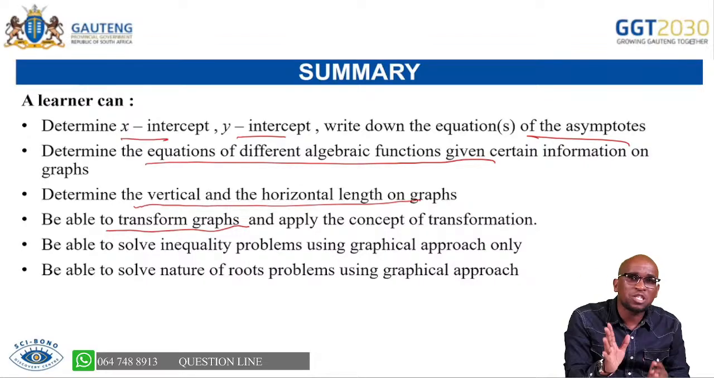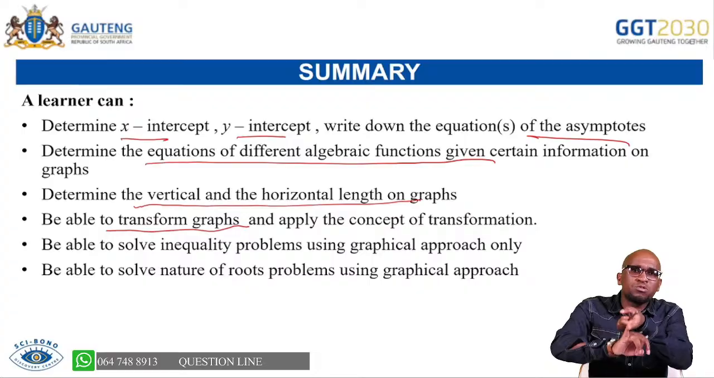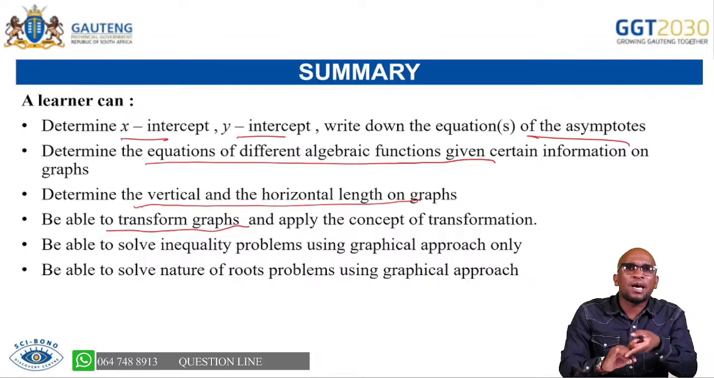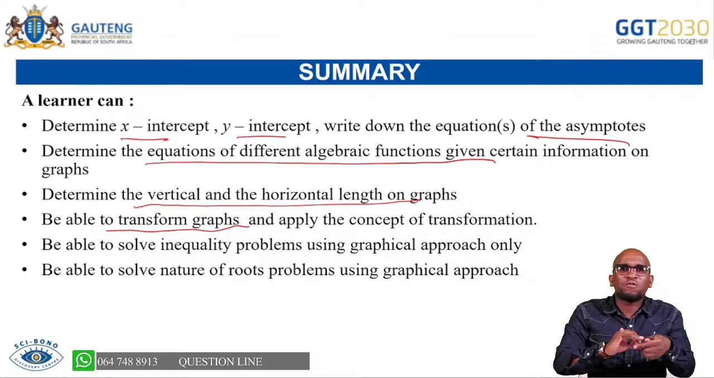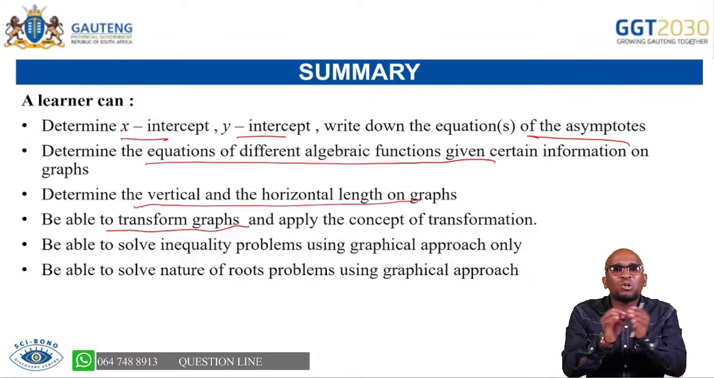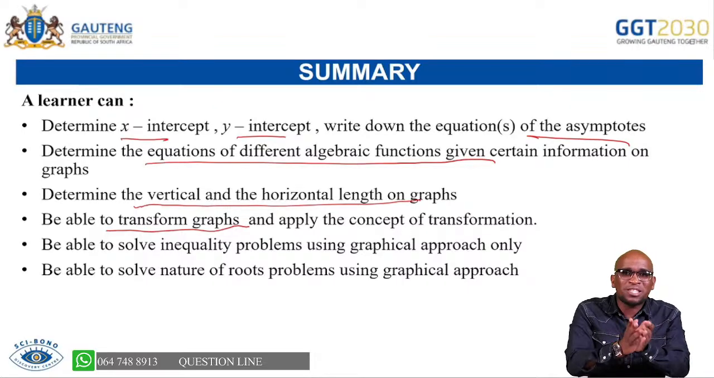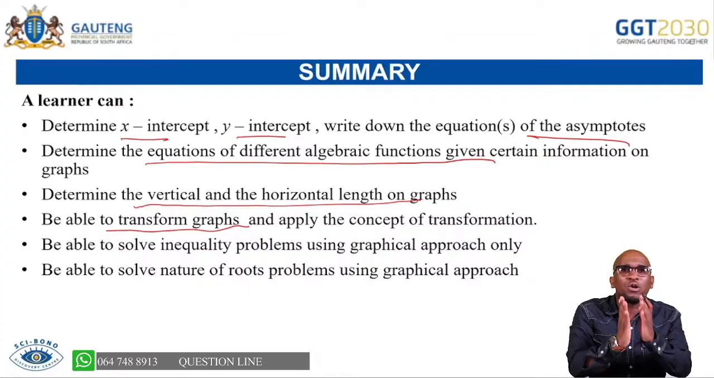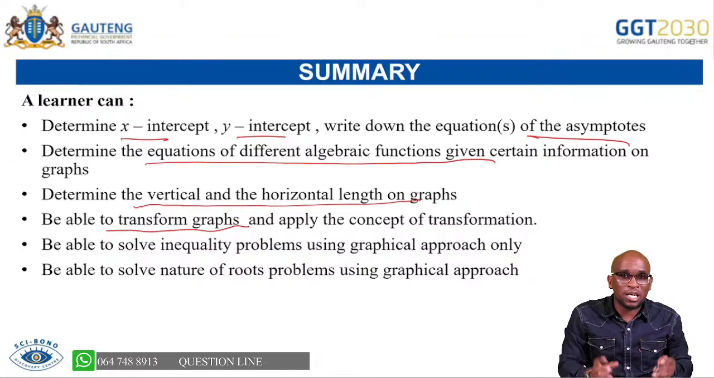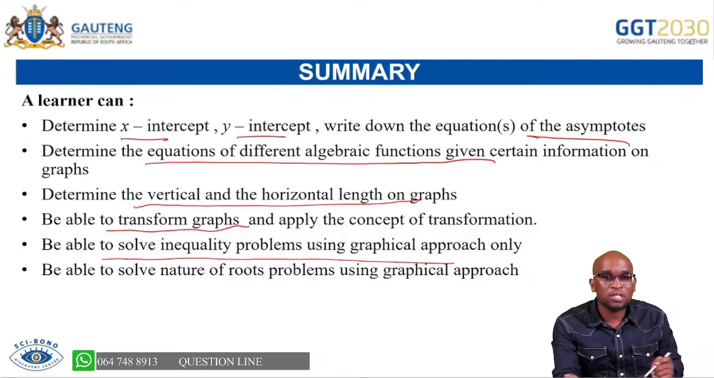We did transformations. I showed you the different types of transformations. I did with you the translation. Translation can be to the right or to the left or up and down, horizontal or vertical. And then we looked at the reflection, which can be with respect to the x-axis or the y-axis, and then we looked at the horizontal stretch and the horizontal squash. And then we should be able to solve inequality problems.